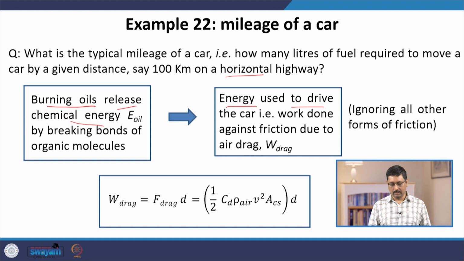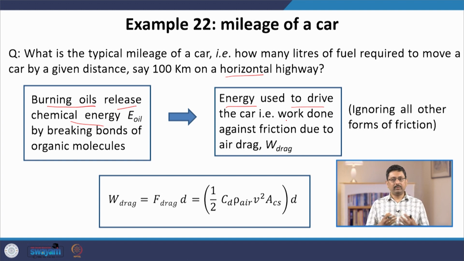Now, let us understand why we need energy at all to drive a car. This is because there is friction. There are many sources of friction when you are driving a car. The principal source of friction is the drag due to the air. Remember, in the last week we discussed friction, and there we took the drag as an example. There are also other sources of friction, such as the friction between the tire and the road, or between different moving parts inside the car.